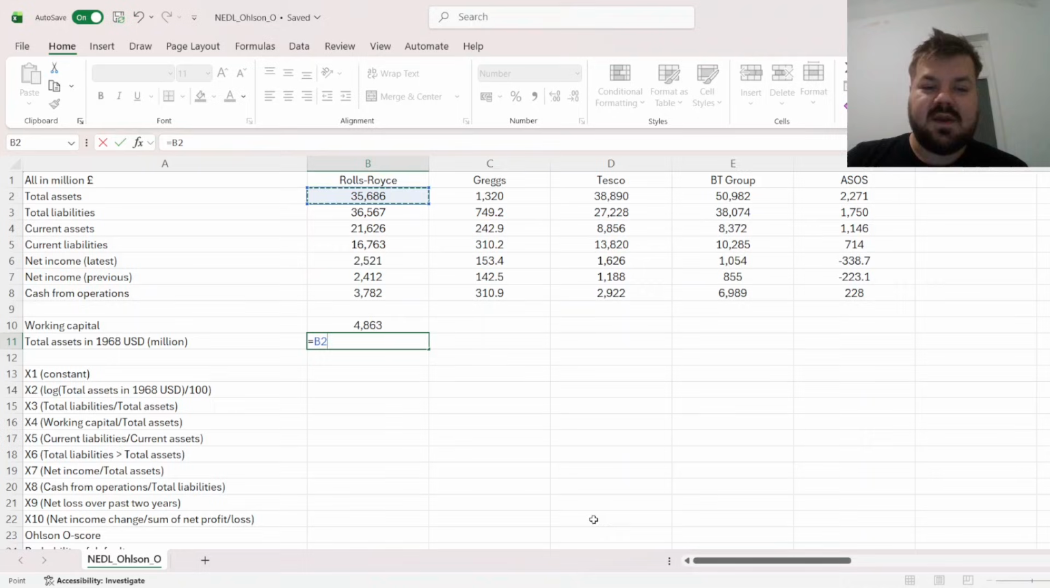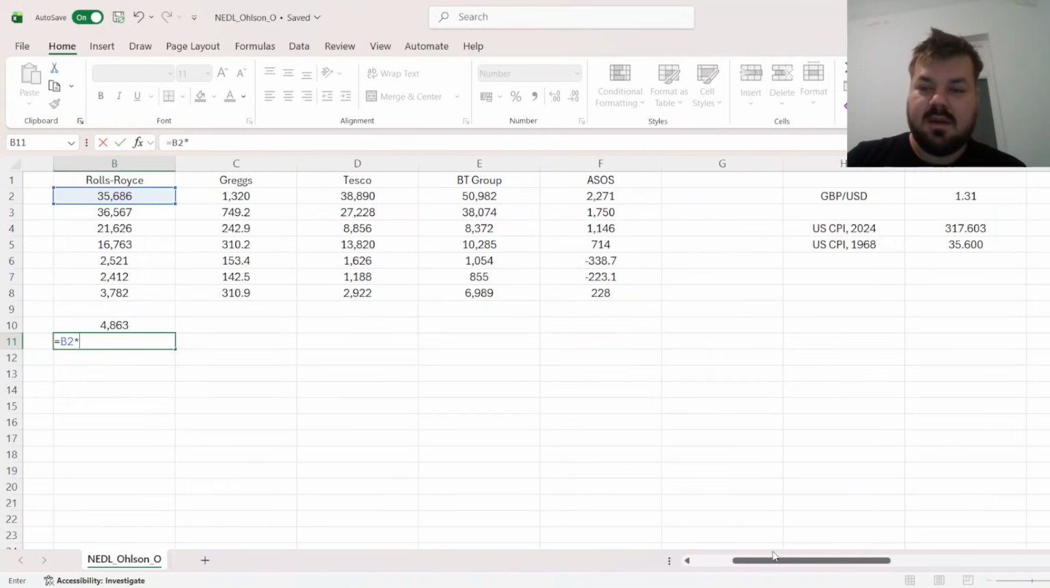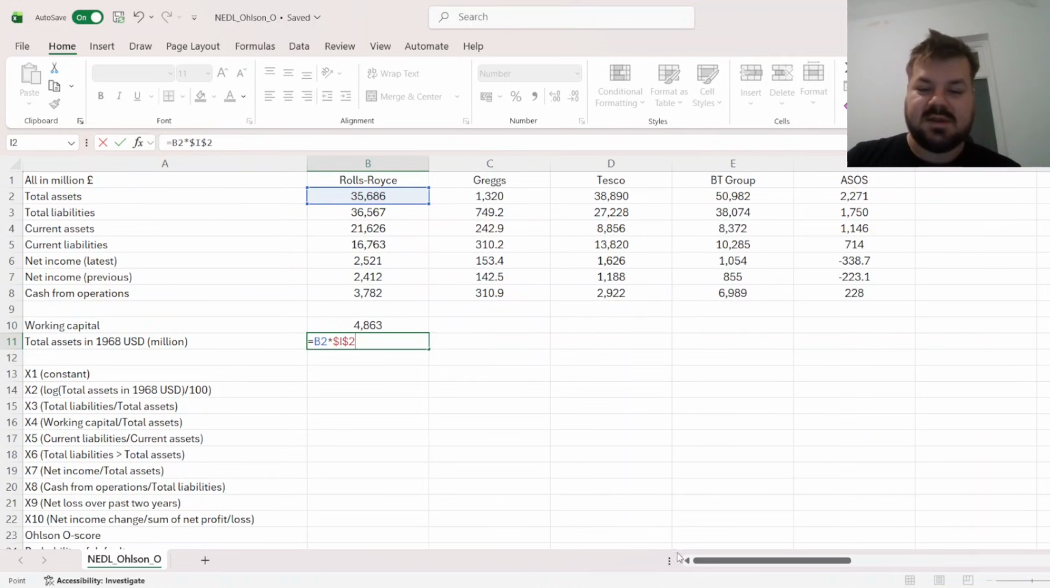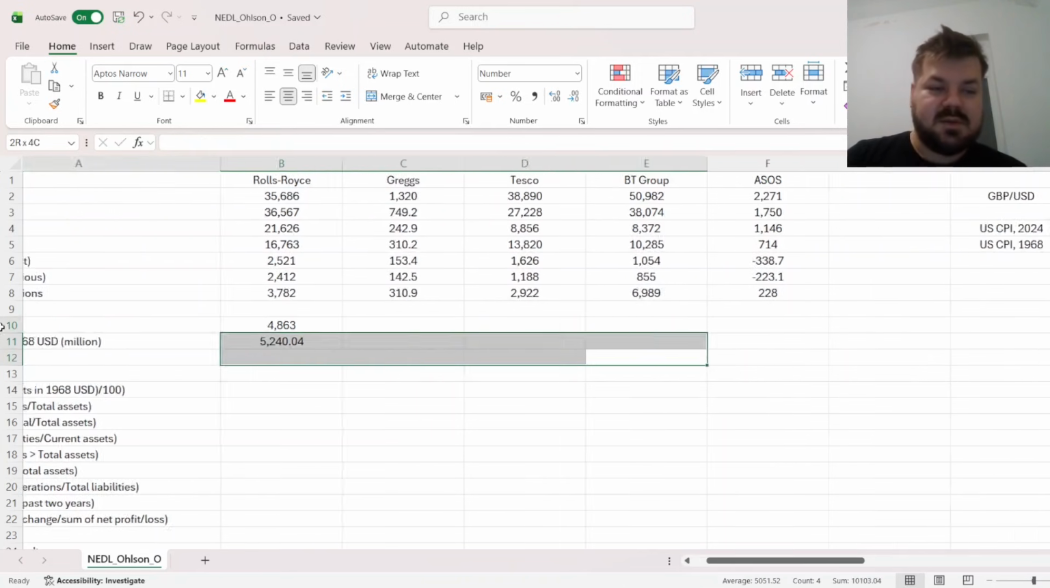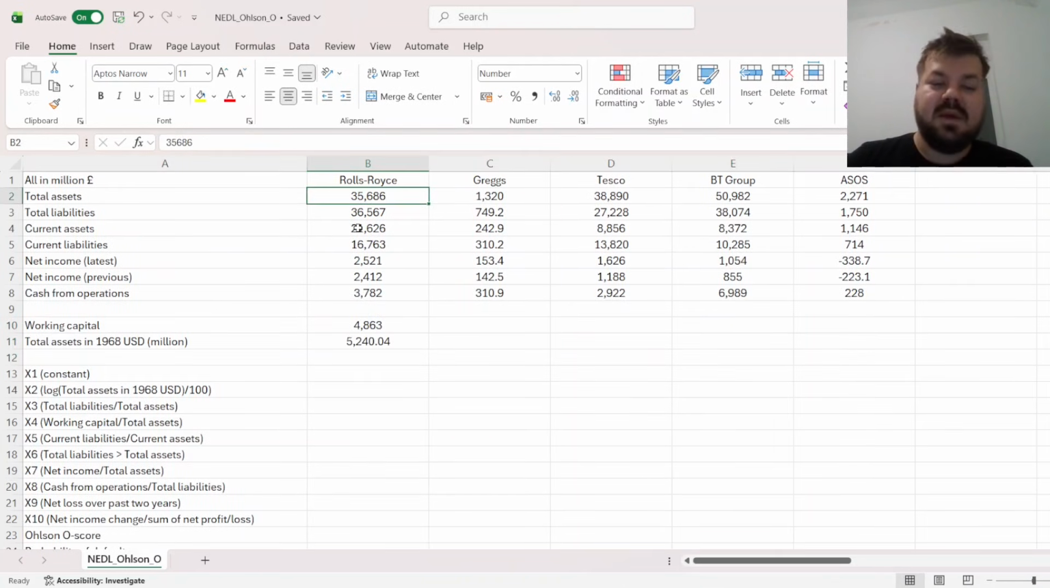We get the total asset figure, we multiply it by the exchange rate, and we'll lock it because the exchange rate stays the same. Then we multiply it by the consumer price index in 1968, locking it again, and we divide it by the consumer price index in 2024. So we see that 35 billion pounds today is around 5 billion pounds in 1968. It's roughly $5 billion in 1968 prices.